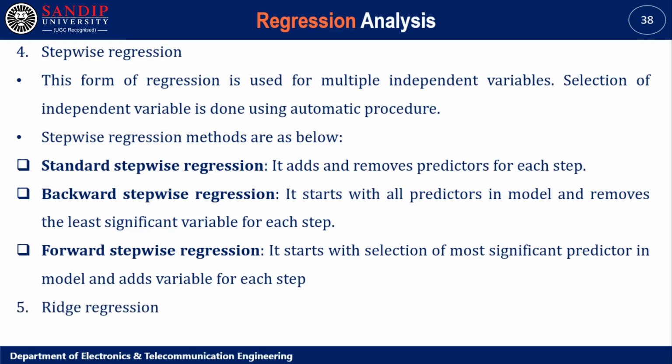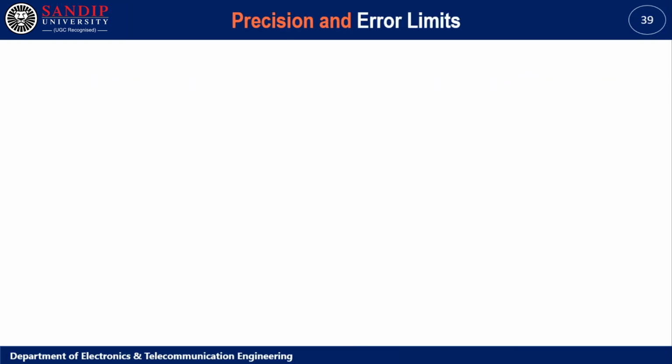Ridge regression. Ridge regression is used when independent variables are correlated.